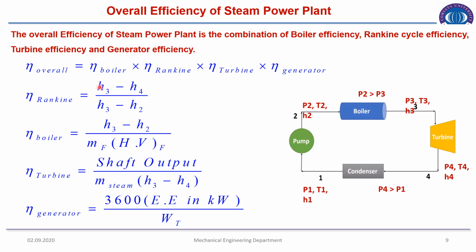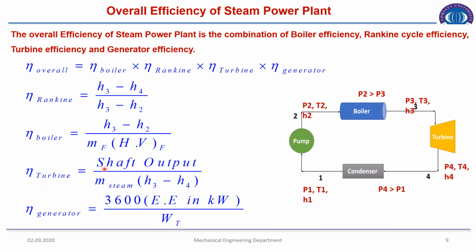So the efficiency of the Rankine cycle we will calculate through this formula, and the efficiency of the boiler is H3 minus H2 divided by the mass of fuel. Because heat will be supplied into the boiler, a certain mass of fuel will be burnt, and the fuel has a certain heating value. So we will divide by the mass of the fuel multiplied by the heating value of the fuel.